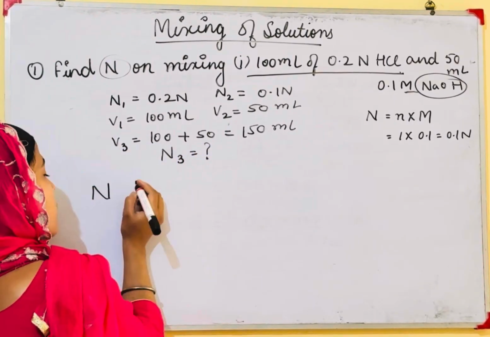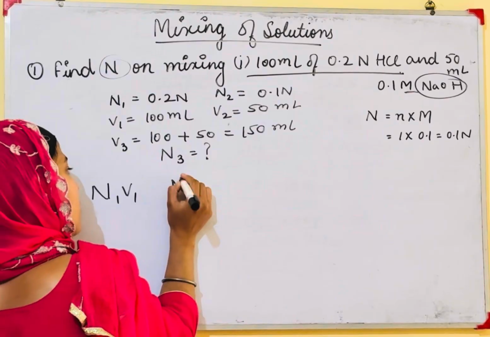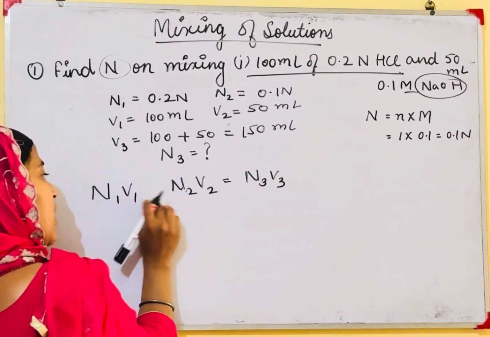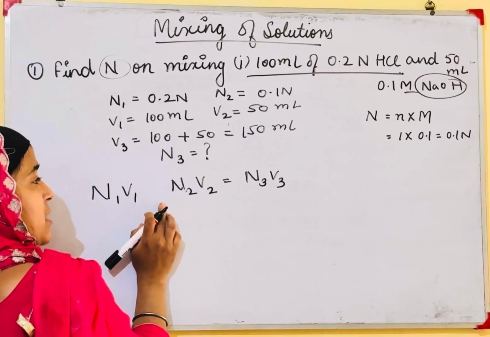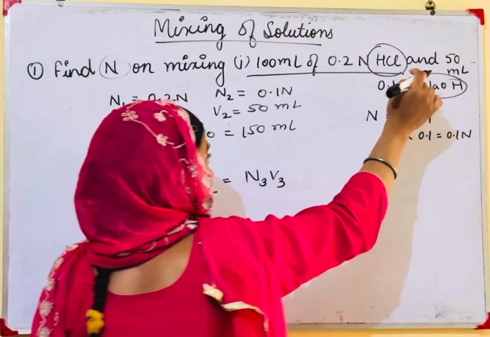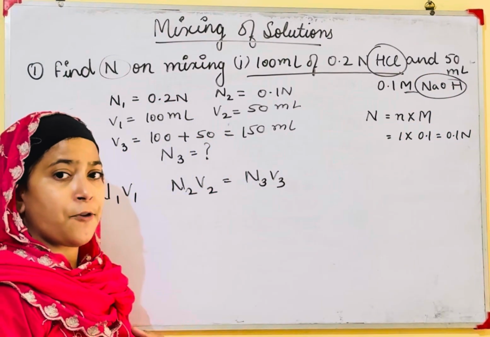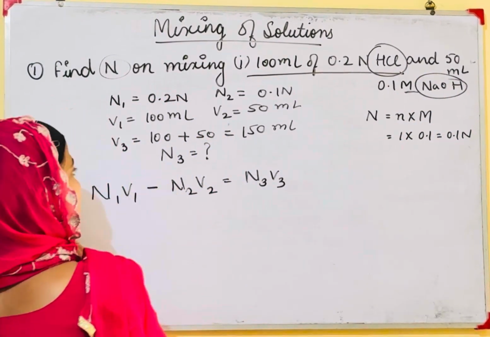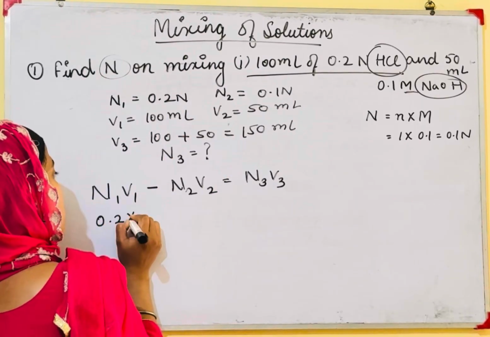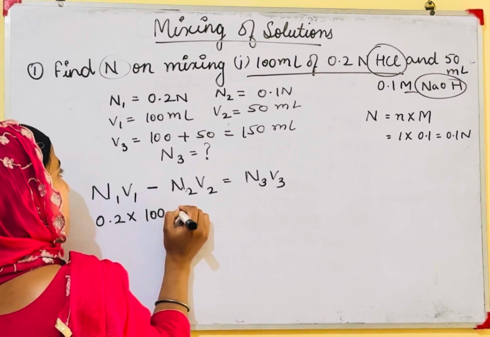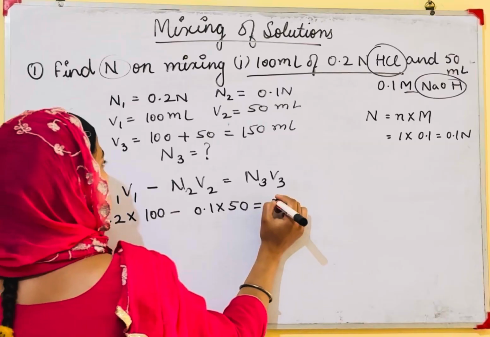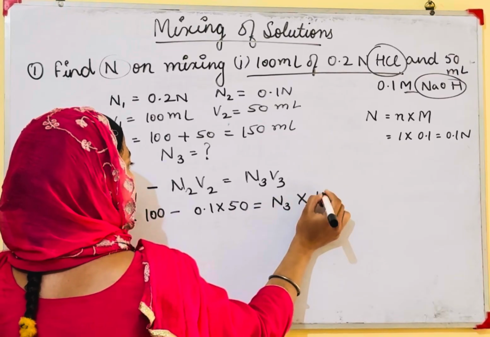Now apply the equation N1V1 and N2V2 equals N3V3. Now here I have to put a negative sign or positive. For this we have to check. This is an acid and this is a base. The nature of both the substances is different, so we put a negative sign here. Now substitute all these values: 0.2 multiplied by 100 minus 0.1 multiplied by 50 equals N3 multiplied by 150.